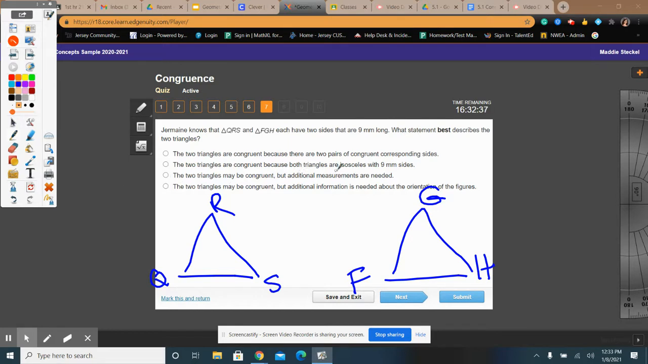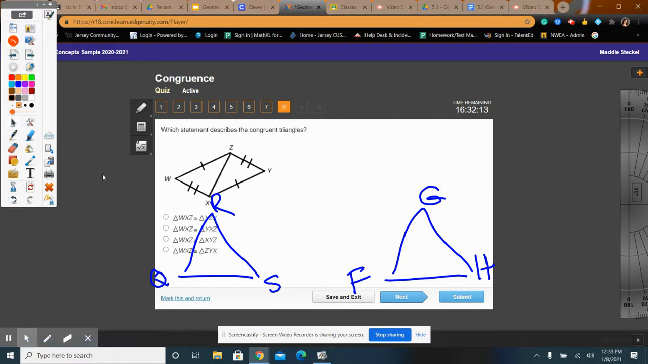The two triangles are congruent because both triangles are isosceles. Now, they are isosceles, but you don't know what the third side is. Maybe those two sides are far apart. Maybe they're close together. They can be congruent, but additional measurements are needed. I definitely need more measurements. They may be congruent, but additional information is needed about the orientation. No, I don't need to know about the orientation. I just need to know the measurements. So let's go with C.